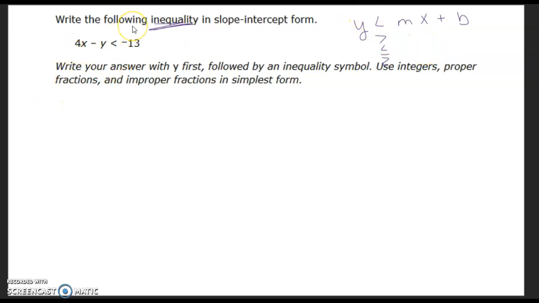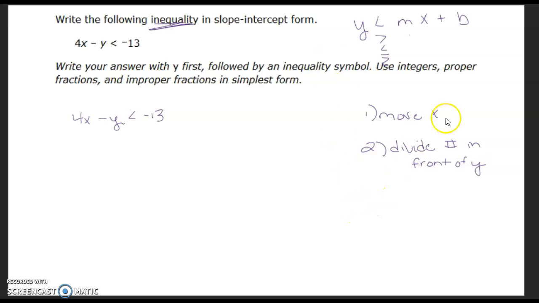So let's look at this one. And we need to get y by itself. So we have 4x minus y, oops, that's not an equal sign. Look at me go. I'm already doing equal signs, is less than negative 13. Okay, so in order to get y by itself, we need to do a couple things. So there's the same steps every time. So it's move x. Second step is divide the number in front of y. I'm so sorry for my bad handwriting. It's this tablet. All right, so let's try it.